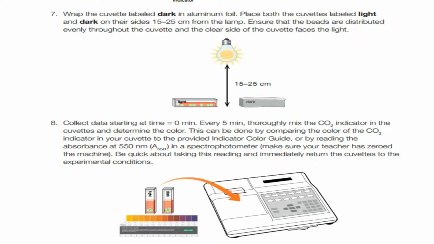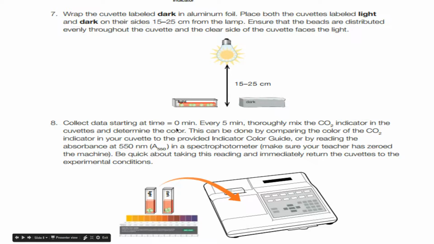You're going to wrap the cuvette that's labeled dark in aluminum foil, and you're going to place both the cuvettes labeled light and dark on their sides. You want to lay them flat so that the algal beads can kind of spread out like it shows you in this picture. The beads should be evenly distributed about the cuvette, so just kind of like shimmy it a little. And make sure that the clear side of the cuvette, you'll see when you get it, there's like a darker side and a clear side. The clear side should be facing the light. The cuvette should also be 15 to 25 centimeters from the light. So you want to make sure that you measure that. So you need to have this experimental setup double checked by me before you begin to collect your data.